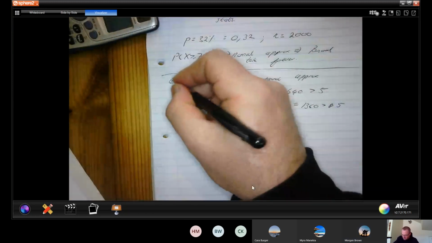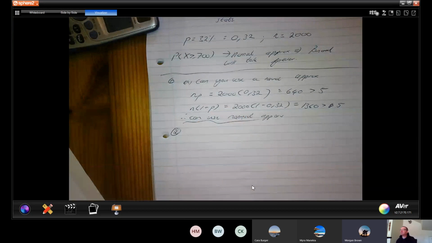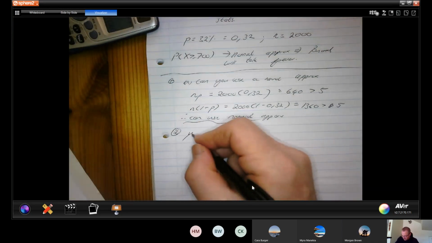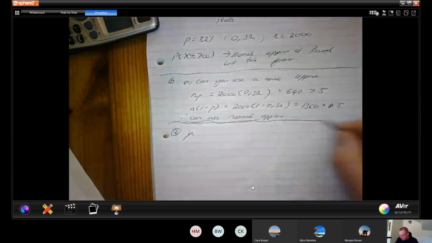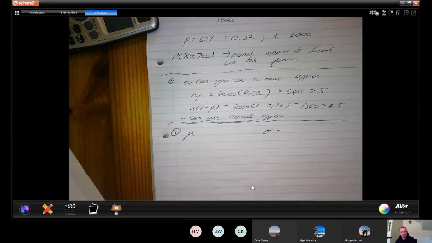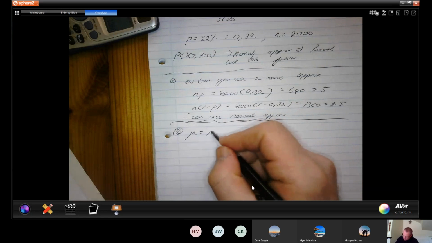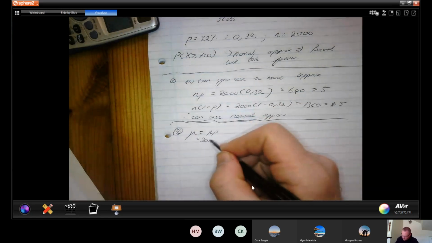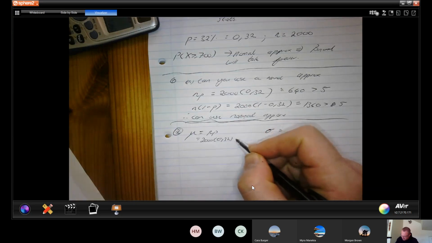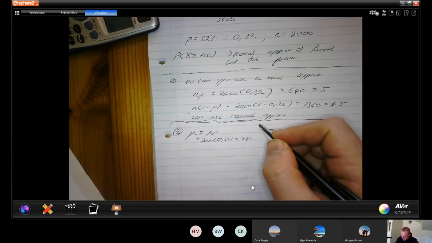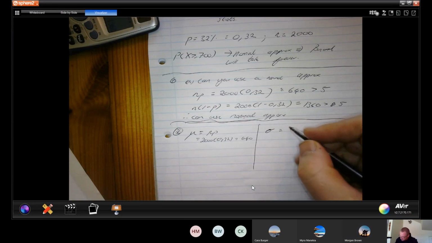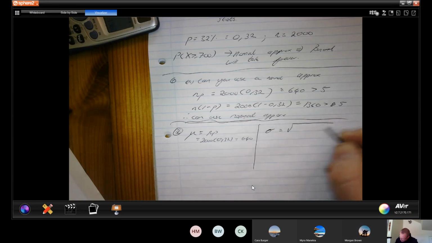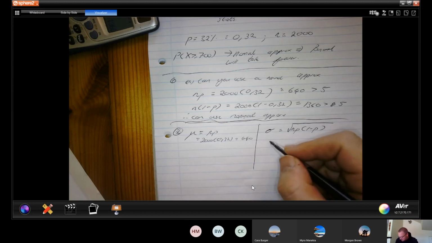Step 2 is now I've got to turn it into a normal distribution sum, and to do that I need to figure out mu using my binomial data, and I need to figure out sigma. Mu is equal to NP, which we've worked out already, which is 2,000 times 0.32, which is equal to 640.